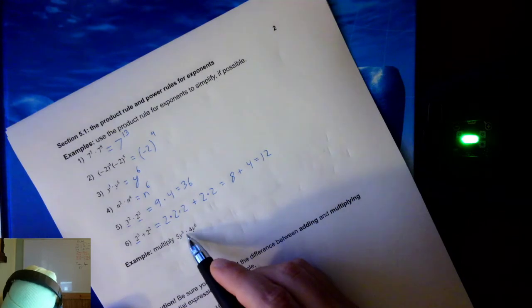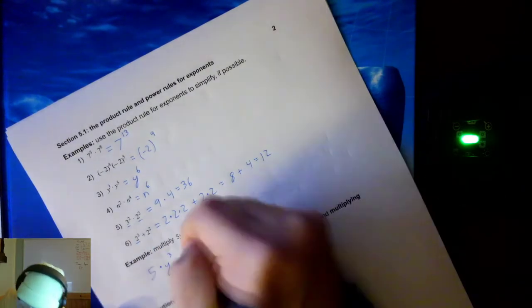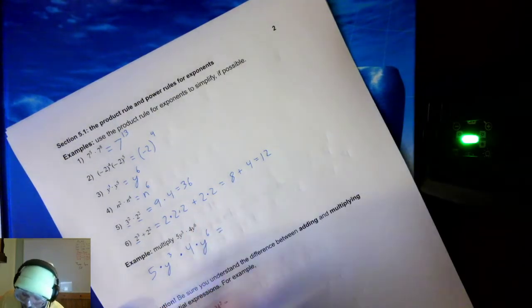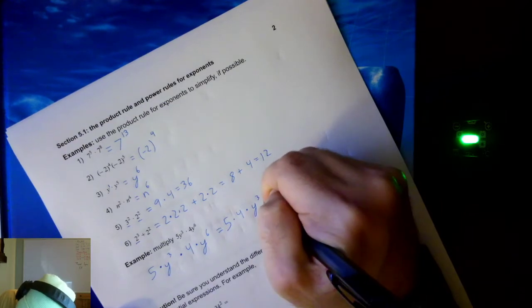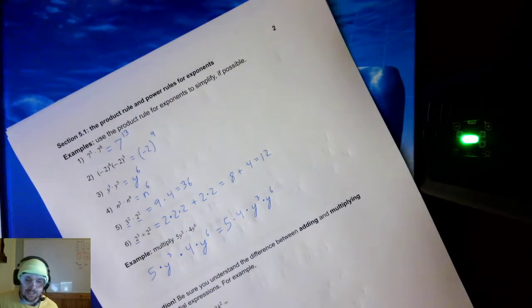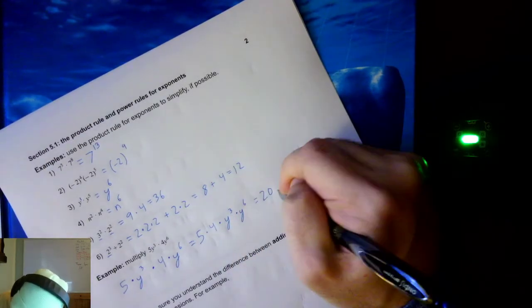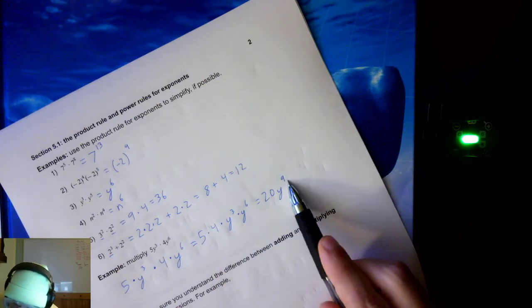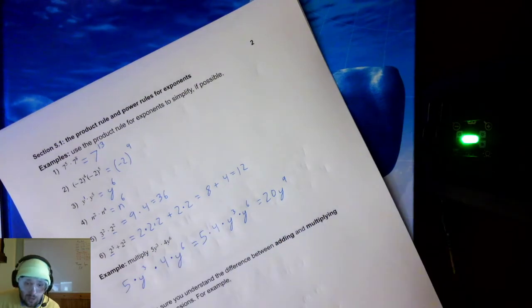How about this one? 5y cubed times 4y to the 6. Well, 5y cubed is really 5 times y cubed, and then times 4y to the 6, which is 4 times y to the 6. Remember, when everything is multiplication, you can multiply in any order you choose. So I'm going to put the y's next to each other and the constants next to each other. Multiplication is in any order, right? That's the commutative property. 5 times 4 is 20. And y to the third times y to the 6 would simplify to y to the 9. Usually we don't write this rearranging step out. We just know we multiply the constants and we multiply the y's.